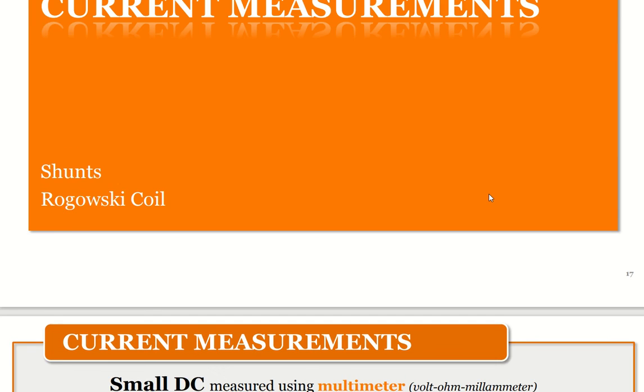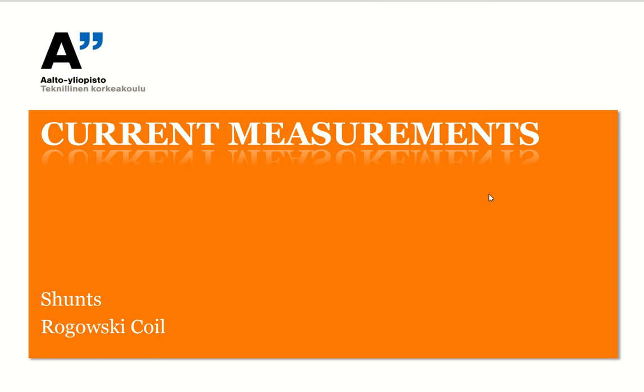Okay, so this is one for the current measurement. Normally they have a shunt and a Rogowski coil. Okay, Rogowski coil. So in my PhD, I did research about the Rogowski coil to improve the Rogowski performance for partial discharge measurement.